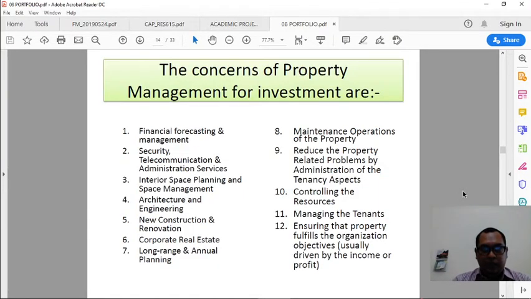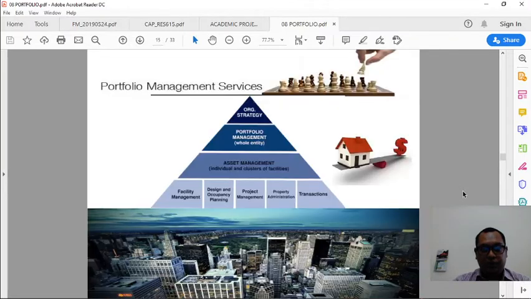Okay, so concerns of property management for investment, you need to look at some of the concerns like the financial forecasting, the security, the corporate real estate, the maintenance operation, controlling of resource, managing the tenants. So some of these concerns we need to address. We need to always check and ensure that they are in control. Okay.